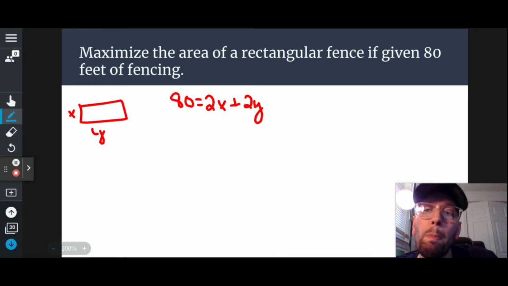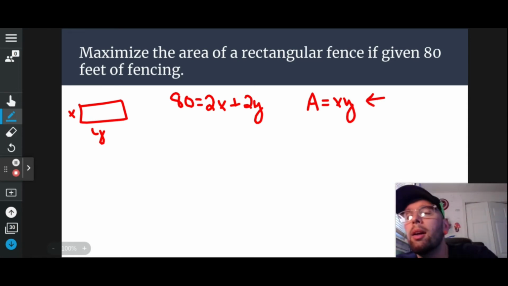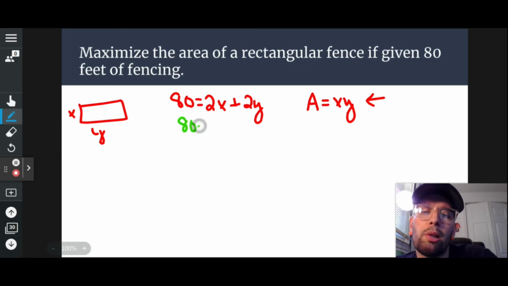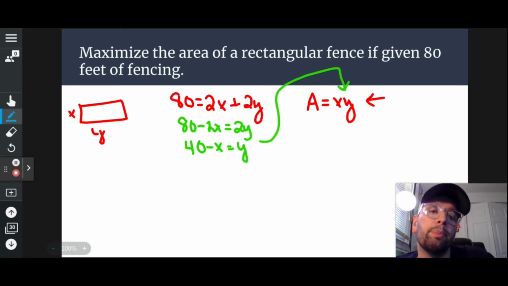My job is to maximize the area, and the area is found by multiplying the length and the width. So I have to maximize this. Well, I can't because there are 2 letters there. If I solve this for y by subtracting 2x from both sides and dividing everything by 2, I get 40 minus x equals y, which I can now plug into that.